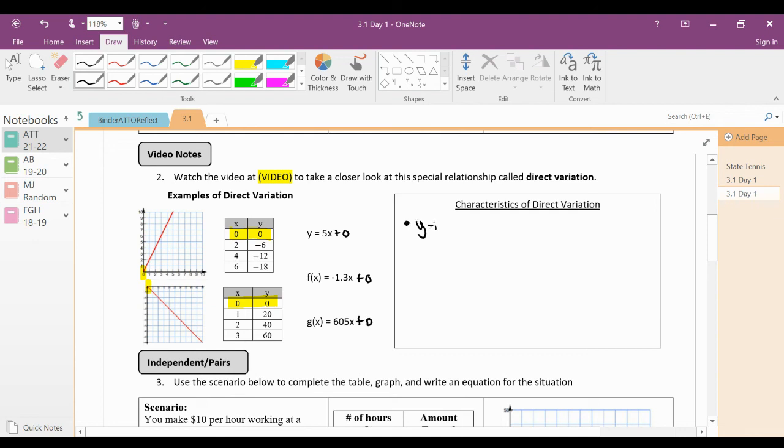So one characteristic is a y-intercept at 0, 0. Second, these are all linear. And when we say linear, that means there is a constant rate of change. So they are linear, meaning that there is either a constant increase or decrease.